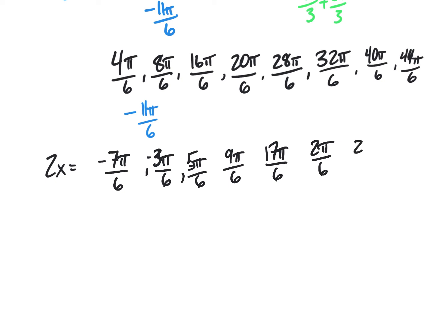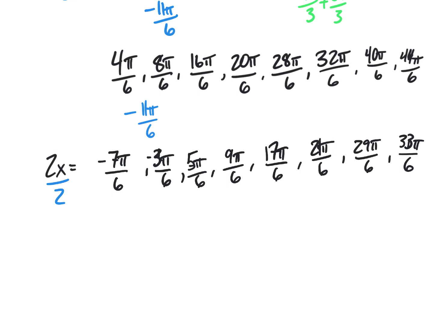29 pi over 6. And then 33 pi over 6. Okay, so this is a whole long list of all those. Then I need to divide them all by 2.